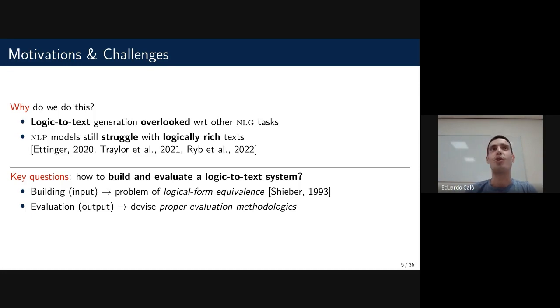That's the point. The key questions and challenges of my topic, the biggest ones of course, are: how do we build and how do we evaluate a logic-to-text generation system? So building, of course, goes to the input side of things. There is a long-standing problem, called the problem of logical form equivalence, which was formalized by Shieber in 1993, and which states that since there are infinitely many equivalents to an input logical formula, how do we choose the best formula as input?